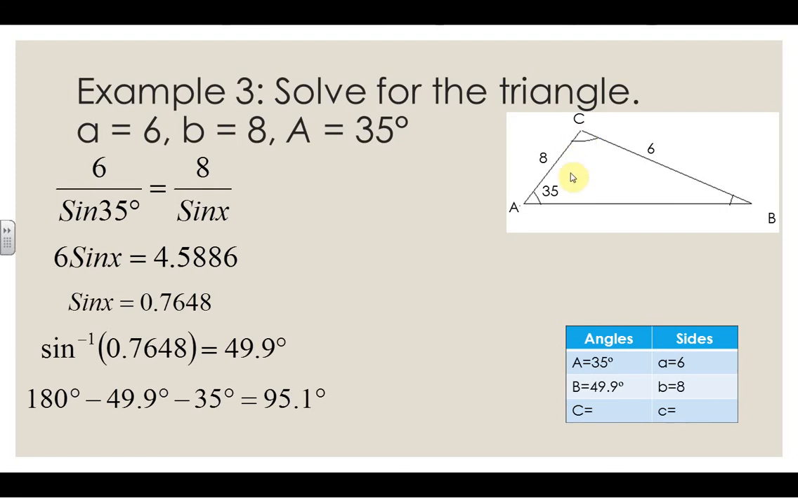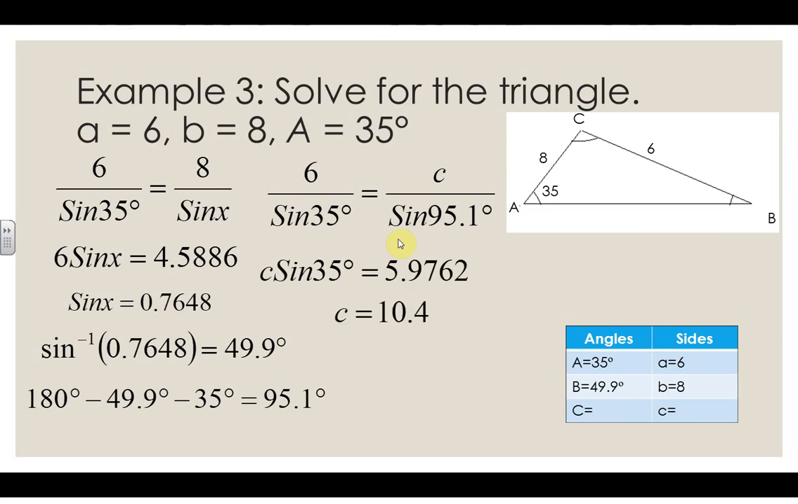So now we can do x or y, we can call it y this time, over sine 95.1 equals, we can use either of the other 2 angles. I would always go back to the one given just in case you screwed something up before. So 6 over sine 35, c, the lowercase c over sine 95.1, cross multiply, divide, boom. Fill in the chart. Look at that pretty chart.